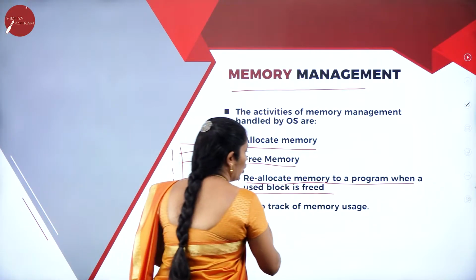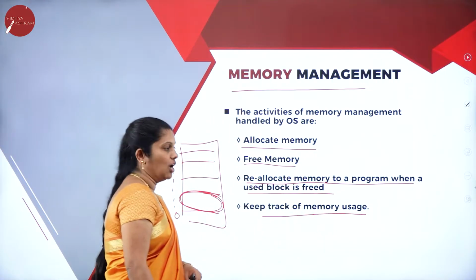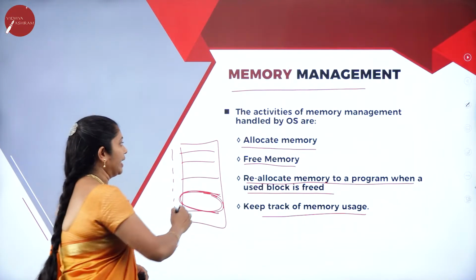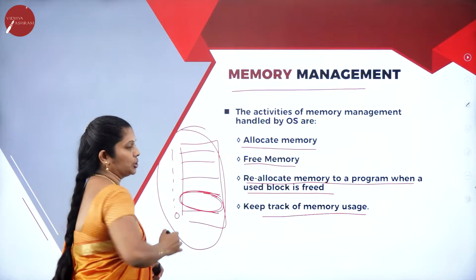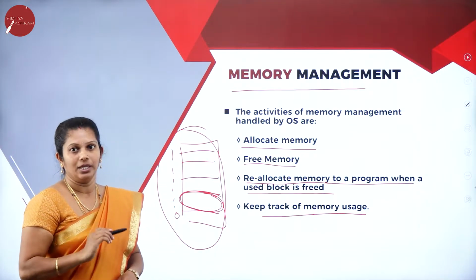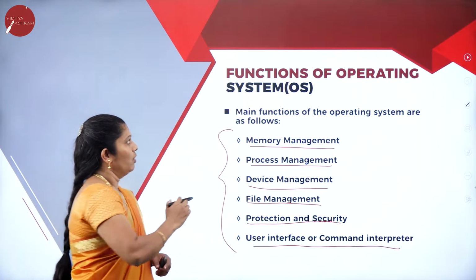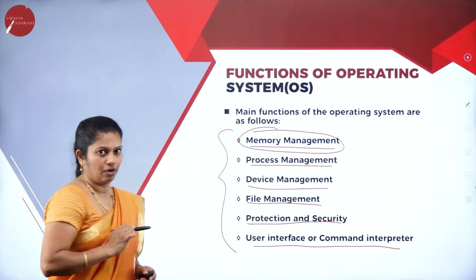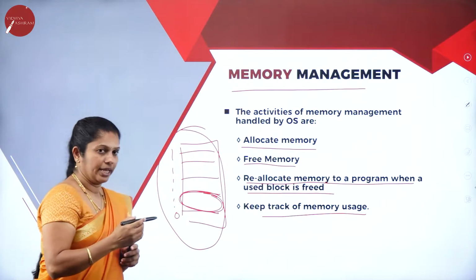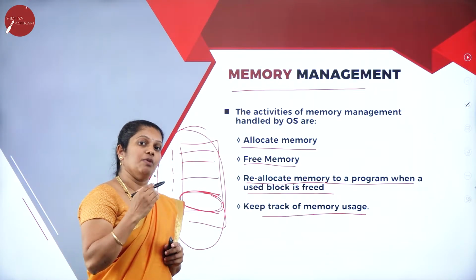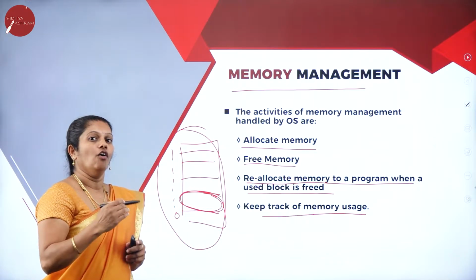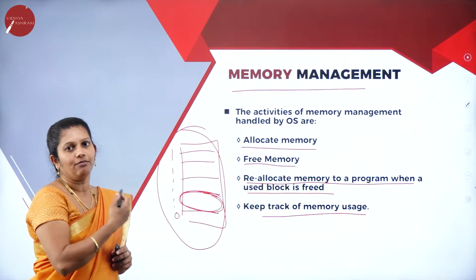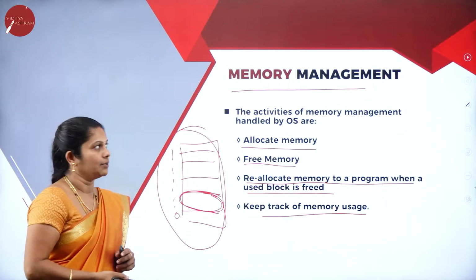Then keep track of memory usage: how much memory we have, how much memory has to be allocated. Mainly, it keeps track of the overall functionalities of this memory. Already I told you, when you come to functionalities, the memory management will perform allocation, deallocation, how much memory has to be allocated. After allocating, how to reallocate or how to deallocate, everything is controlled by this operating system.